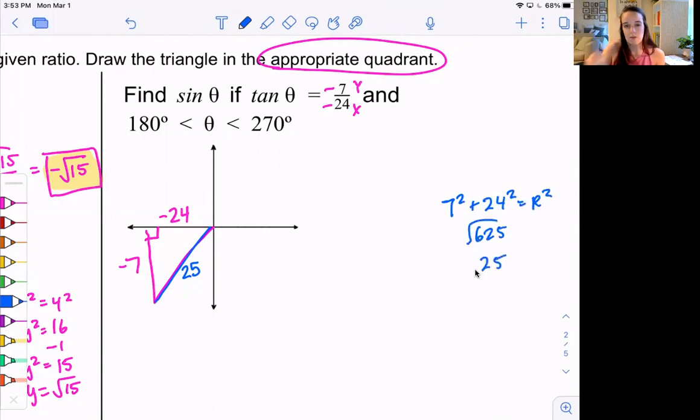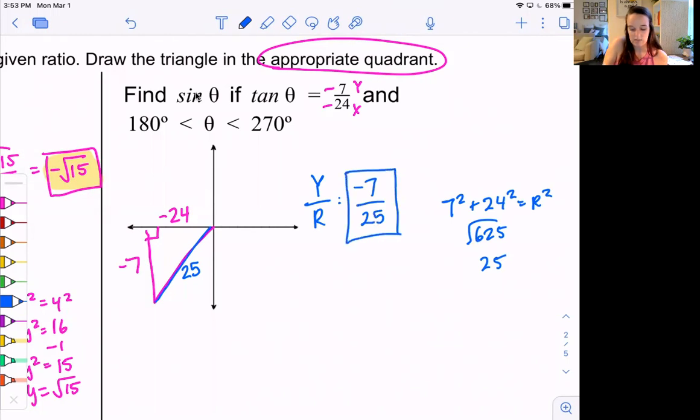Okay. From there, they want us to find sine. Remember, sine is y over r. So we would have y, which is negative 7 over r 25. So this would be the answer for this question. Hopefully you got at least part of the question right. Good job. Okay, we're going to do 2 more examples. We might not get to them in class, so you'll have the video.